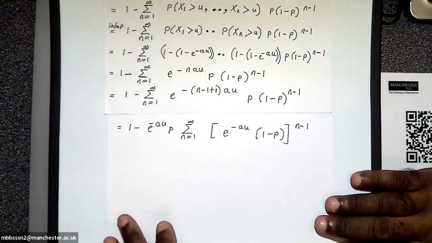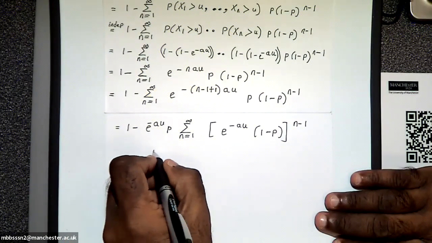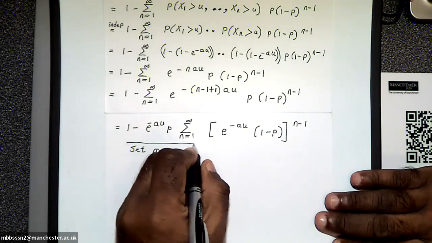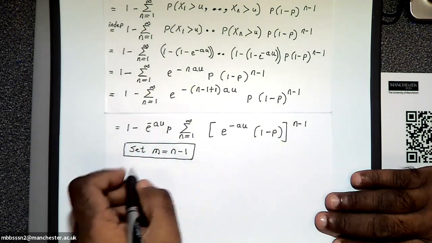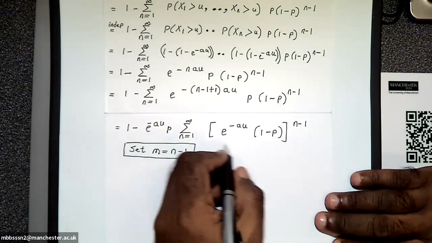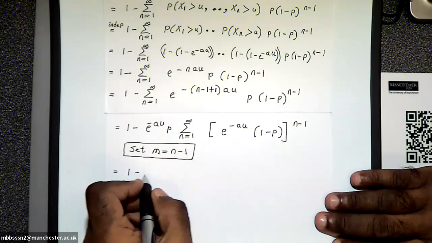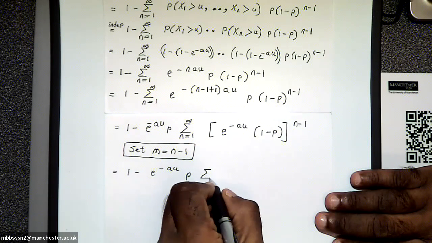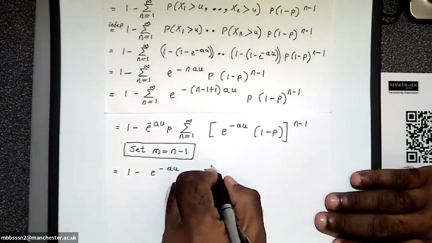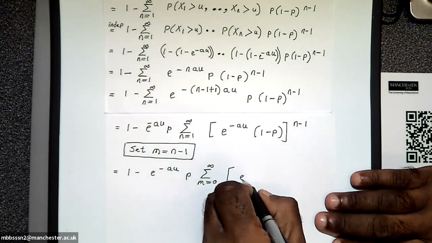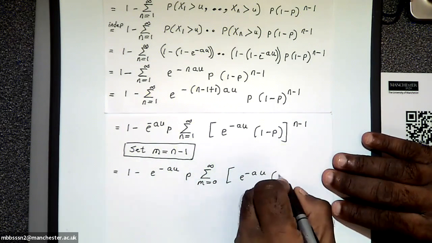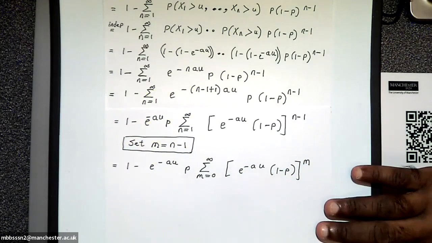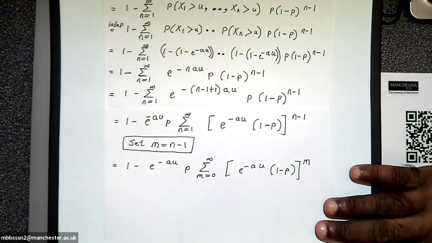Now in the next step, I'm going to make the substitution that m equals n minus 1. So set this substitution, and under this substitution, this summation will become 1 minus, okay, it becomes this.